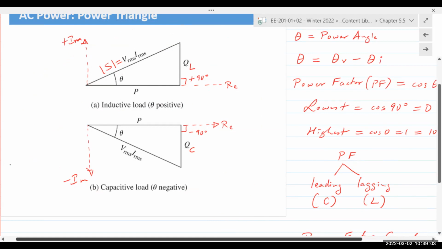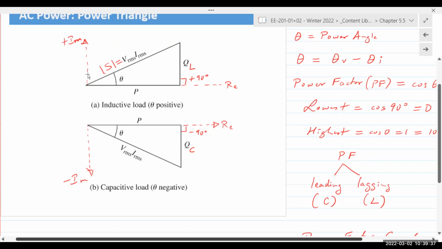Okay, power triangle. Three sides of a right angle triangle. Real axis has the real power P. Imaginary axis has the reactive power Q, which has to do with the reactance, which again is a part of the complex quantity of impedance, right? And the third side is the magnitude of S, simply given by the product of the voltage and current RMS values, magnitude of S. S, of course, represents the total complex power.